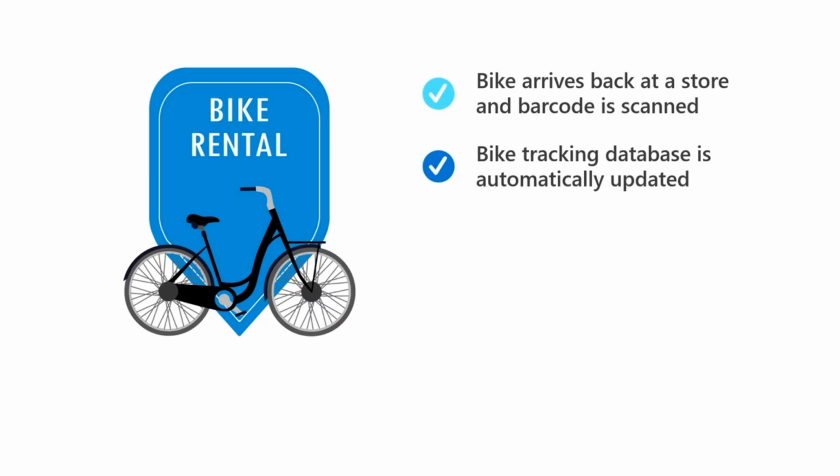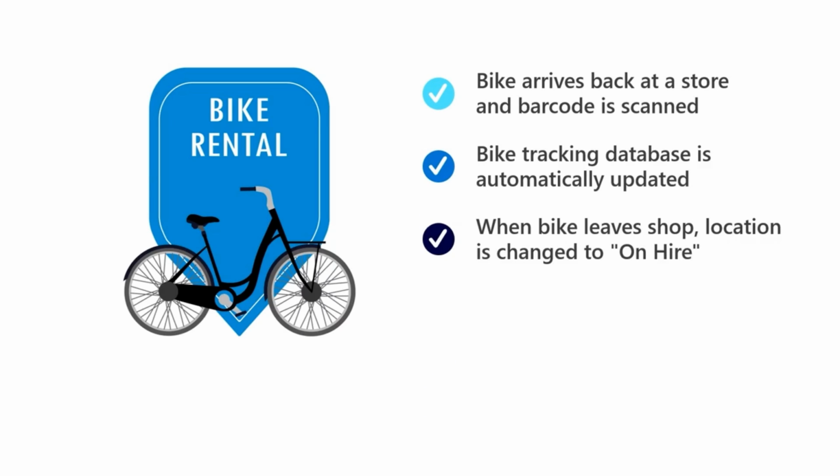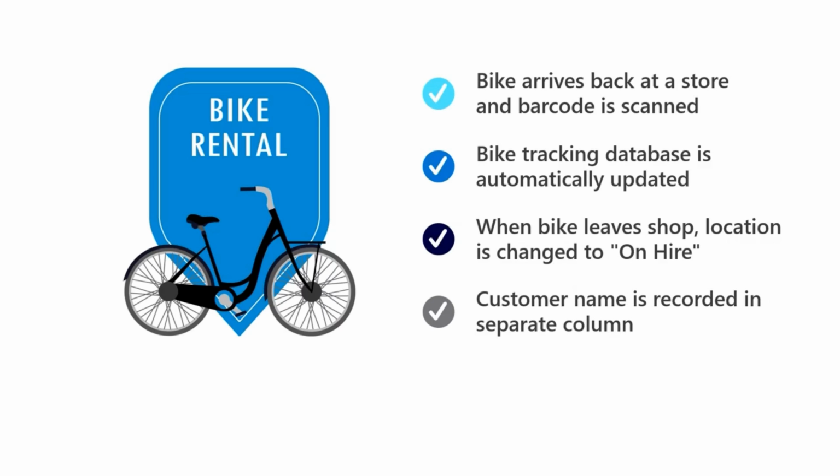The bike tracking database is automatically updated with the name of the shop that scanned the barcode. When a bike leaves a shop with a customer, the location is changed to On Hire, and the customer name is recorded in a separate column.